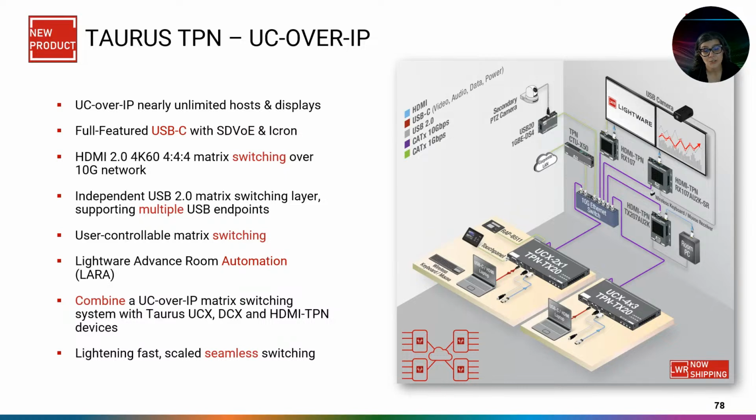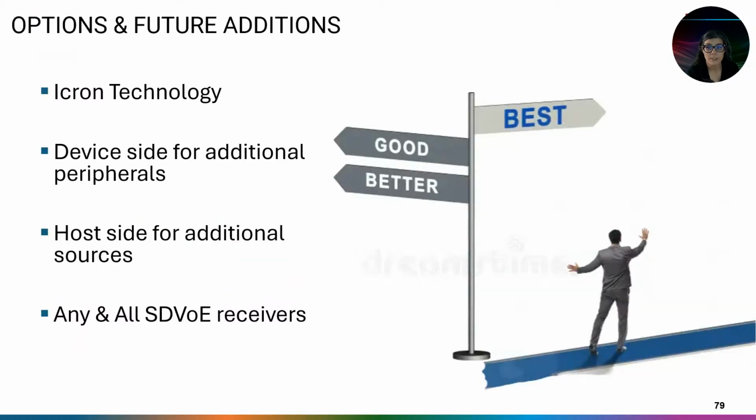If you are coming to InfoComm in July, I highly recommend coming to our booth and seeing the setup so you can see that it is truly lightning fast, with seamless switching. It's unbelievable how fast it is. And what's really great when we're talking about Taurus is that this is truly making you future ready. So this is going to allow you to add on later, and that's using that Icron technology. You're going to be able to do things on that device side as well as the host side. And you can use any and all SDVoE receivers with this technology.